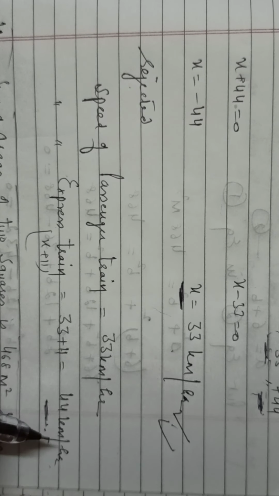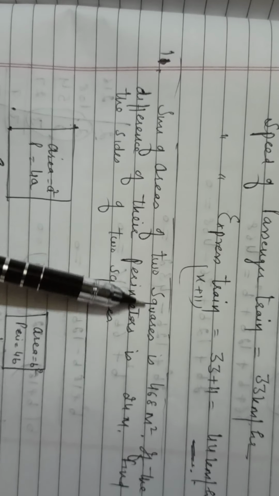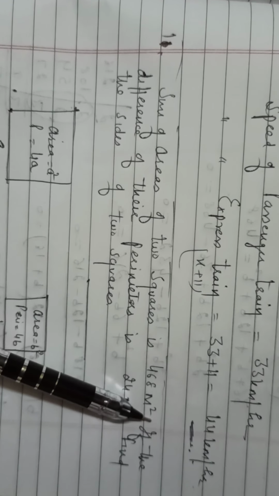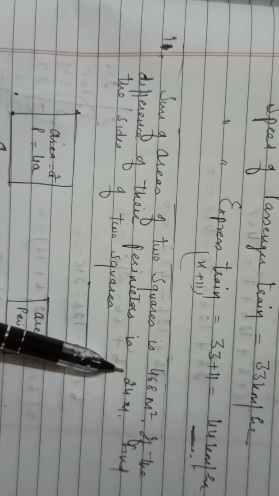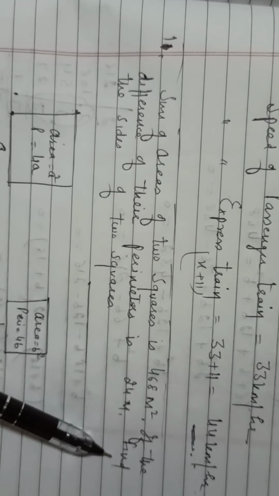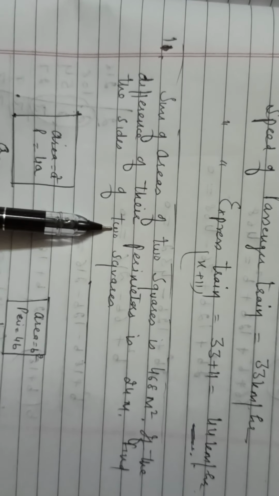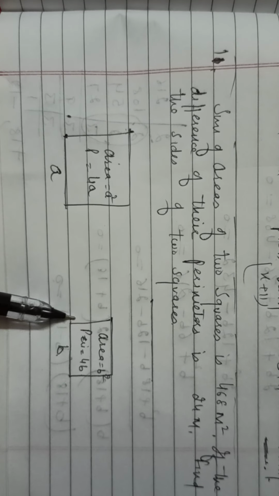Clear? Come to the last question of this exercise. The sum of the areas of two squares is 468 meter square. If the difference of their perimeters is 24 meter, find the sides of the two squares. We have two squares. This is square 1, this is square 2. Let us suppose its side is a and its side is b.